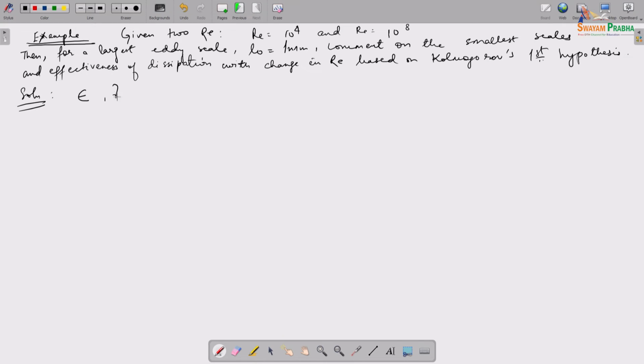Now hopefully you remember. In Kolmogorov's first hypothesis, we described length scale, velocity scale, and time scale using epsilon and the coefficient of viscosity, right? We did that, and in that eta is essentially the length scale.